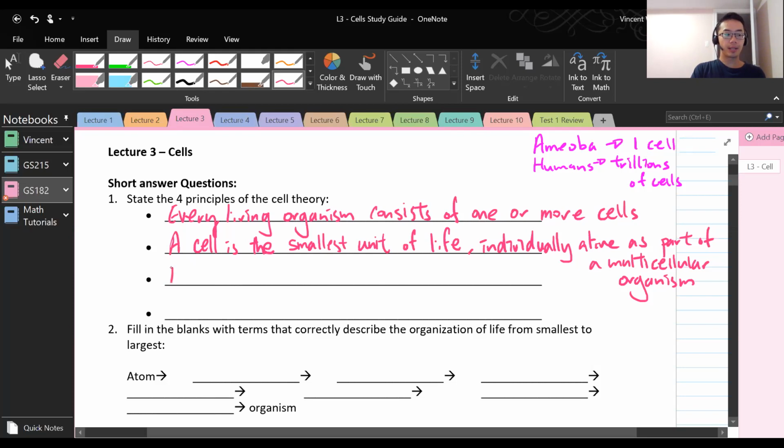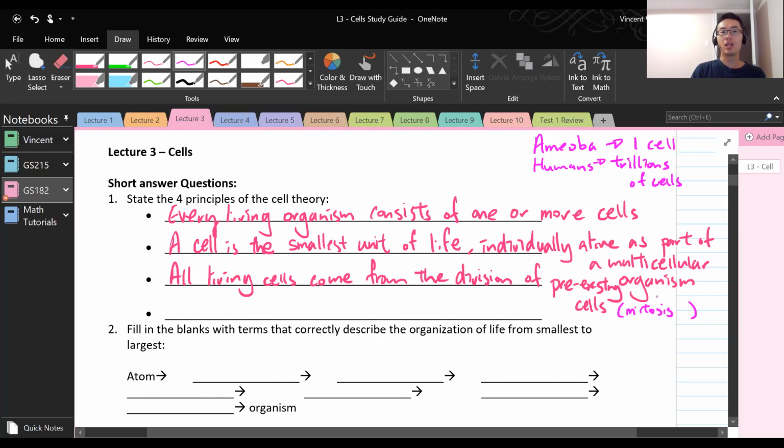Another one is that all living cells come from the division of pre-existing cells. Sorry, it's getting a little bit crowded here. So we actually have a name for this. Anybody know what that is called? You might have learned it before. Cell division. What's another word for cell division? Mitosis? Mitosis. Thank you, that is correct.